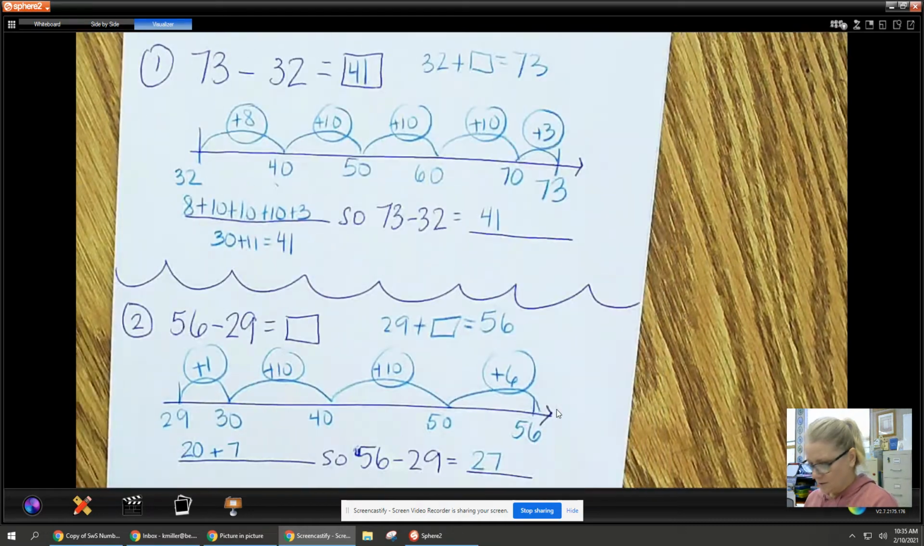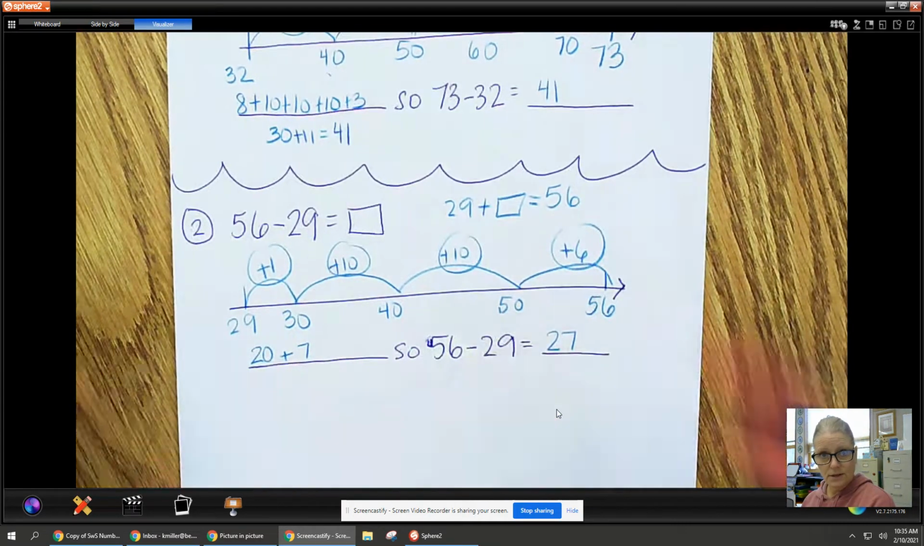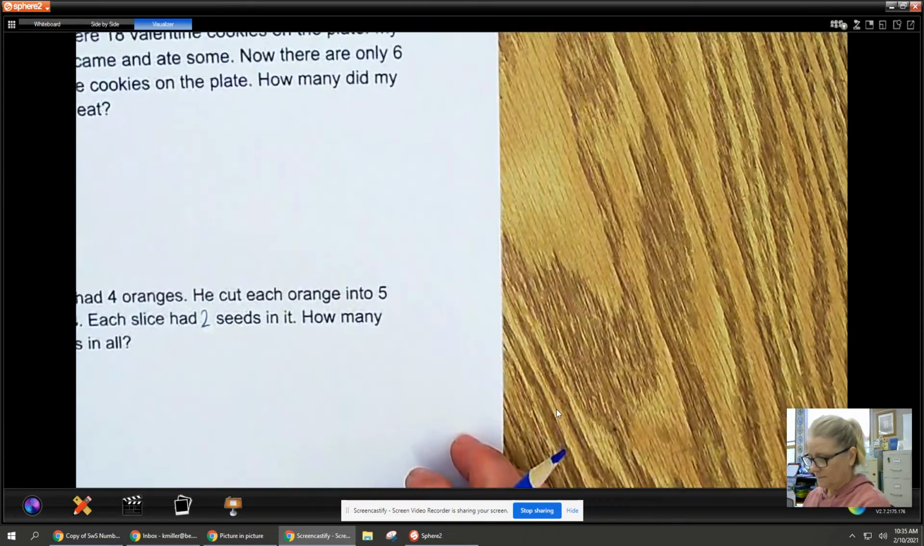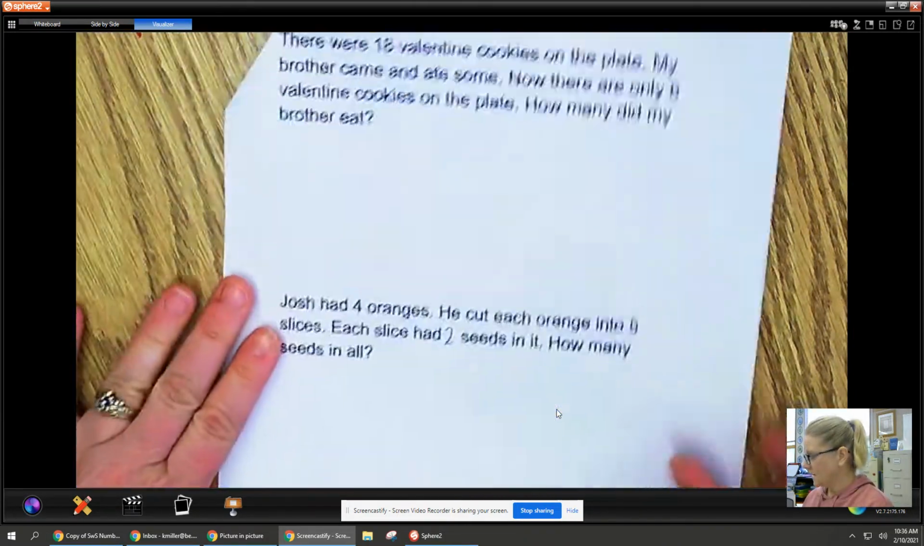All right, so that is the strategy that you're going to be using. Flip-flop it from a subtraction to an addition problem. All right, flipping it to the next slide over here.